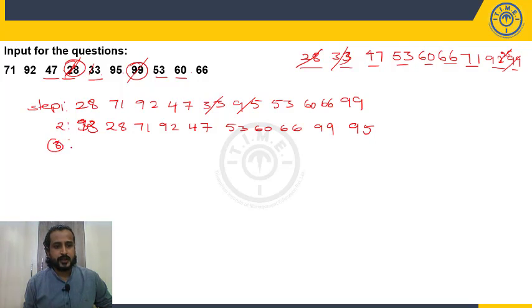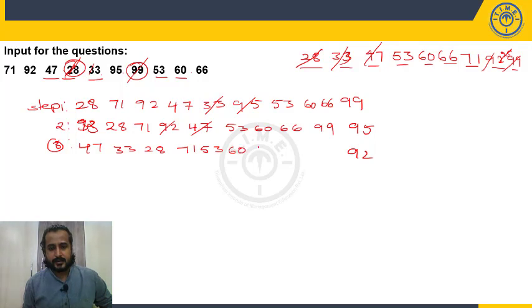Now move to step 3. Third least and the third highest. So 47 and 92. Strike off these two to avoid mistakes. So it is 33, 28, 71, 53, 60, 66, 99, 95. Right. Now move to step 4.